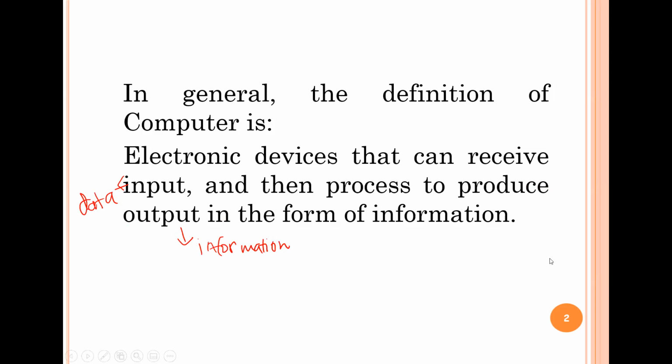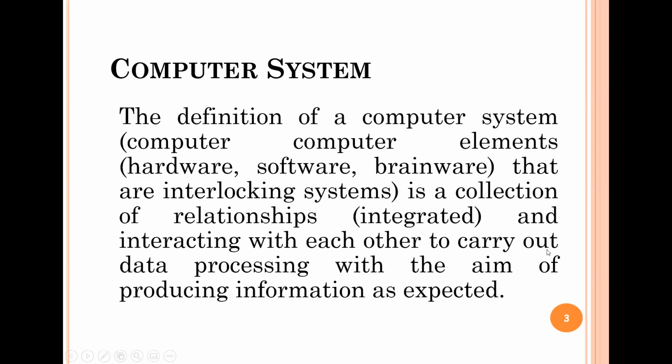Yeah, this is the basic definition of the computer. They can receive input and then process them, and then finally we've got the output in the form of information from the input of data. Okay, let's continue. Computer system.